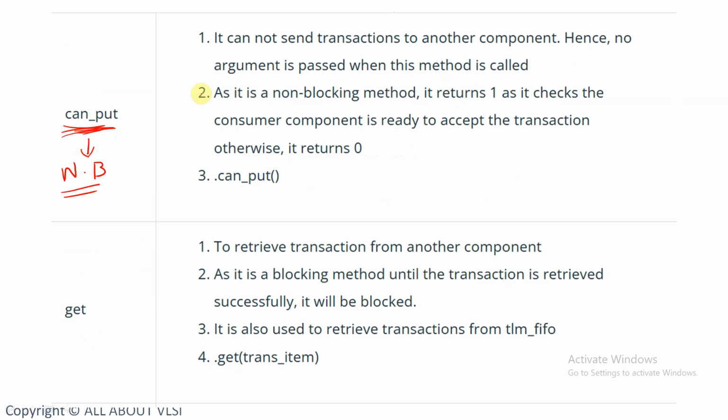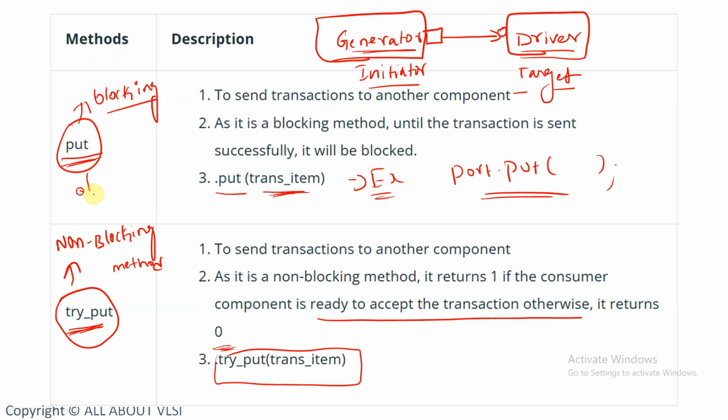Then what is this can underscore put? It is a non-blocking method. It is going to return 1 if the consumer component is ready to accept the transaction. Otherwise, it is going to return 0. This can underscore put is just like a checker. It is going to check whether the target is ready to receive the transactions or not. So using this can underscore put, we are not going to pass any argument, because we are just going to check whether the target is ready to receive the transactions or not. Whereas in the case of the put method, we are going to pass the arguments.